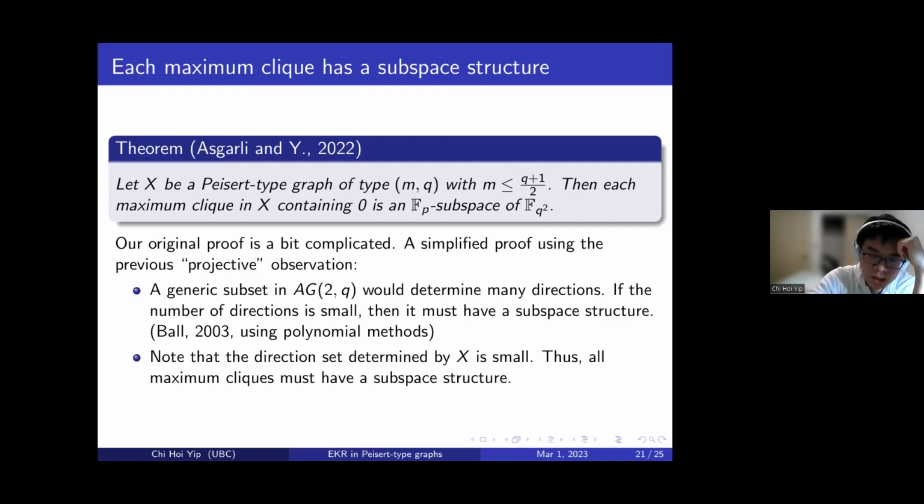With the previous projective observation, this result is really easy to prove. The idea is that if you just pick a generic subset of the affine plane, then you would expect that there are a lot of directions. But if the number of directions is small, then you would expect some algebraic structure for the point set. And actually, a famous result of Blokhuis, again using the powerful polynomial method, says that this special algebraic structure is exactly the subspace structure.